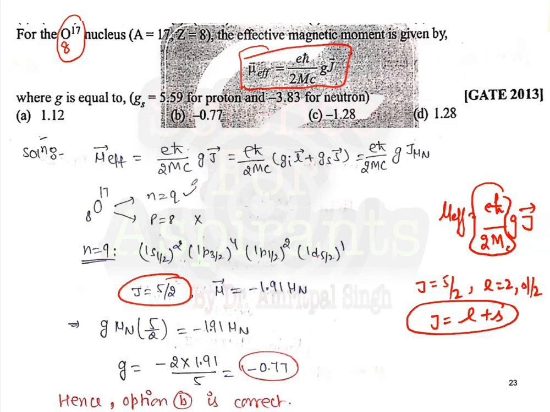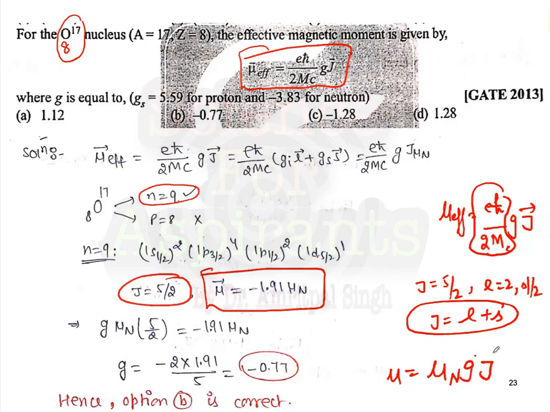So this is the last unpaired neutron. So we will use this formula. Mu comes out to be minus 1.91 times mu n, and the value of this magnetic moment we know from this formula: mu is equal to, this is nuclear magneton, this is g, and this is J. So that is equal to minus 1.91 times nuclear magneton.